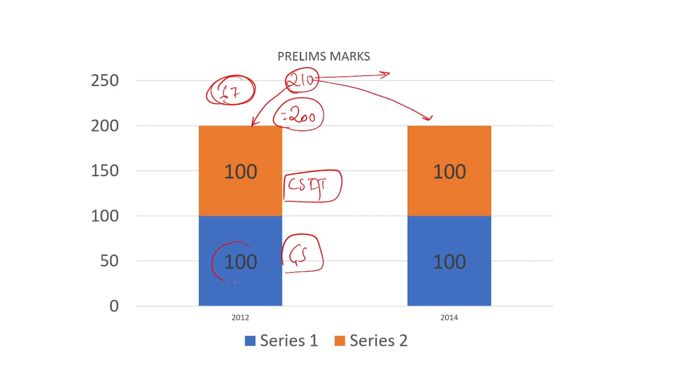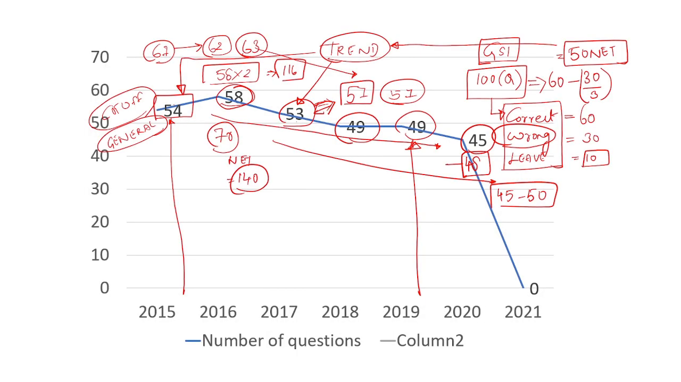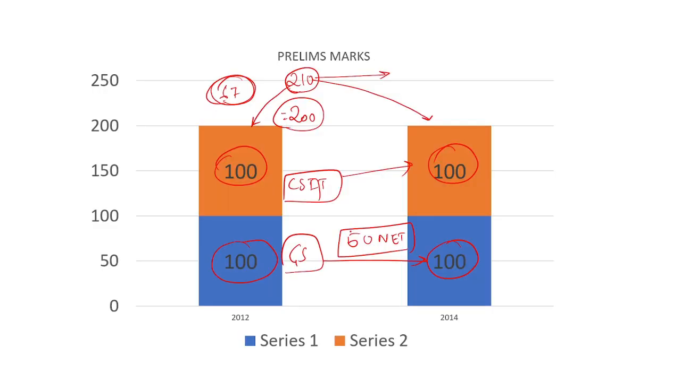That means on an average you have to take 100, right? On an average 100 in CSAT, 100 in GS. What is this 100? It is 50 net. If you turn back to this picture, you will see the same. Put an average for this, it is 50 net. What did I tell you here? 2021, it can be 45 to 50 net. So that means, my friend, you have to score a 50 net.